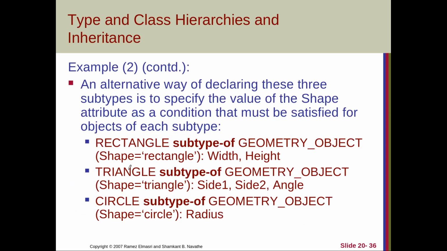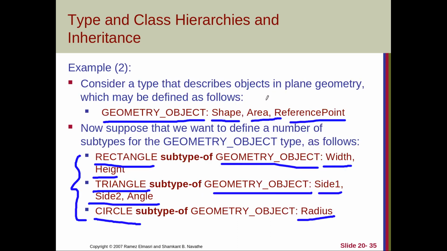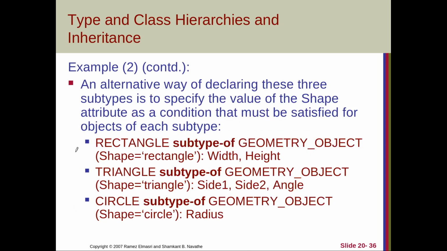Now we can have an alternative way of declaring these 3 subtypes. A different way also we can do the same thing, because we are having different shapes. Geometry object is having a common shape attribute, and the name of this subtype will be deciding the shape of those geometry objects. So the same thing can be repeated by using another syntax.